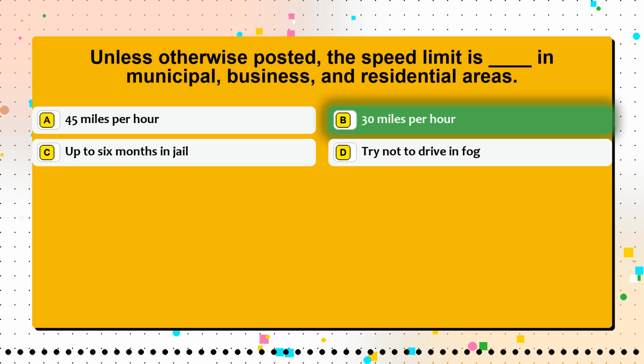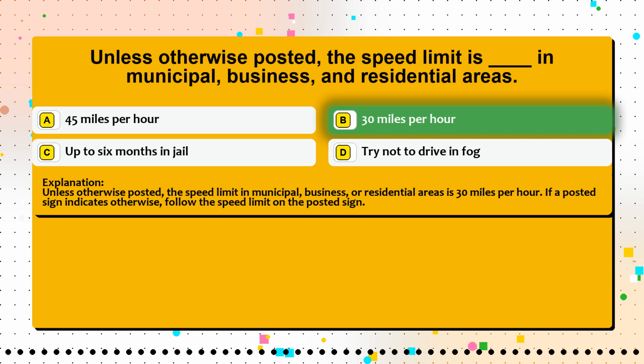The correct answer is option B, 30 miles per hour. Unless otherwise posted, the speed limit in municipal, business, or residential areas is 30 miles per hour. If a posted sign indicates otherwise, follow the speed limit on the posted sign.